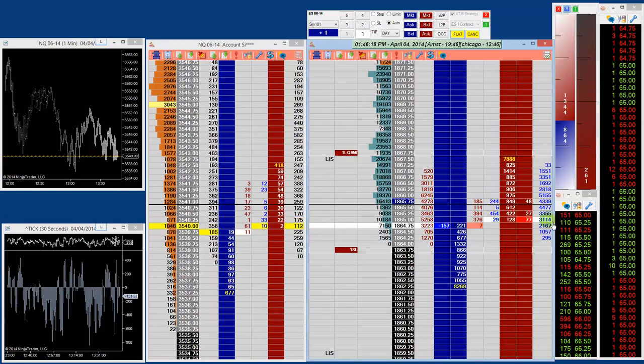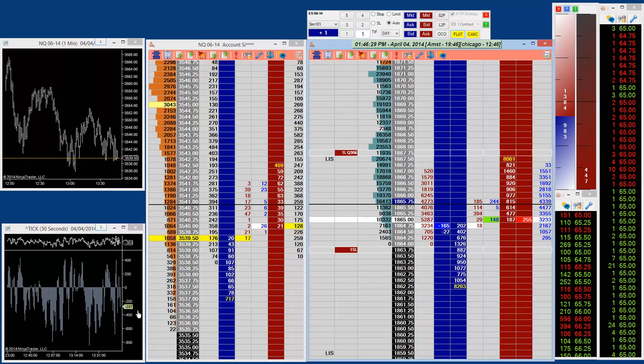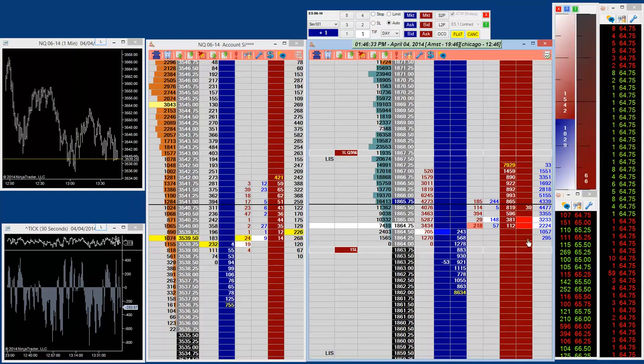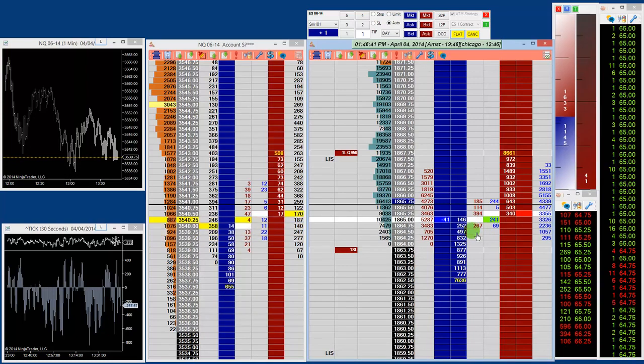Okay, sellers coming in. So you can see, we've got the selling now. If you're in a long now, this is not what you want to see. I can see the tick going down. The NASDAQ is below the black center line. I've got more selling, 64.75. Okay, they didn't get their tick down yet.